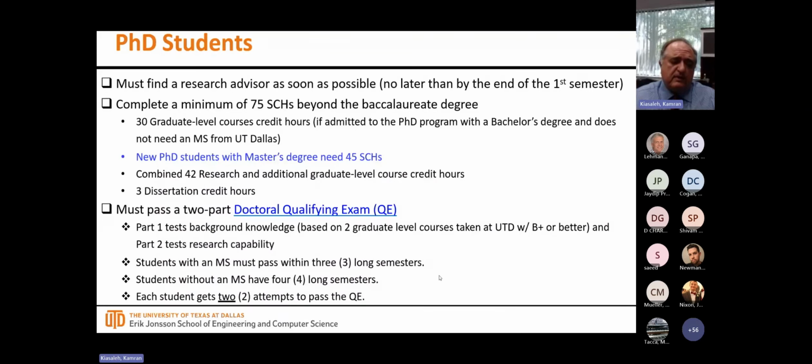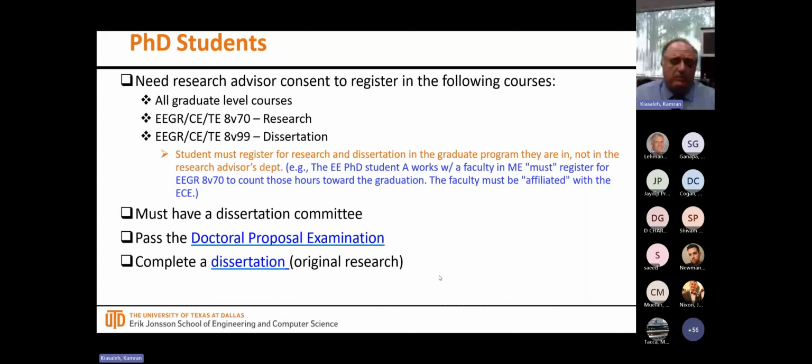Now, you do need to register for research hours, and here's a guideline. And then you have to sign up for research and dissertation hours. And these are all done by signing up with your research advisor. And the course that you're taking is 8V70. You do have to have a dissertation committee, and then you have to pass what is called a doctoral proposal examination. Once you have passed your qualifier, you become an official PhD student here, and you can start doing research.